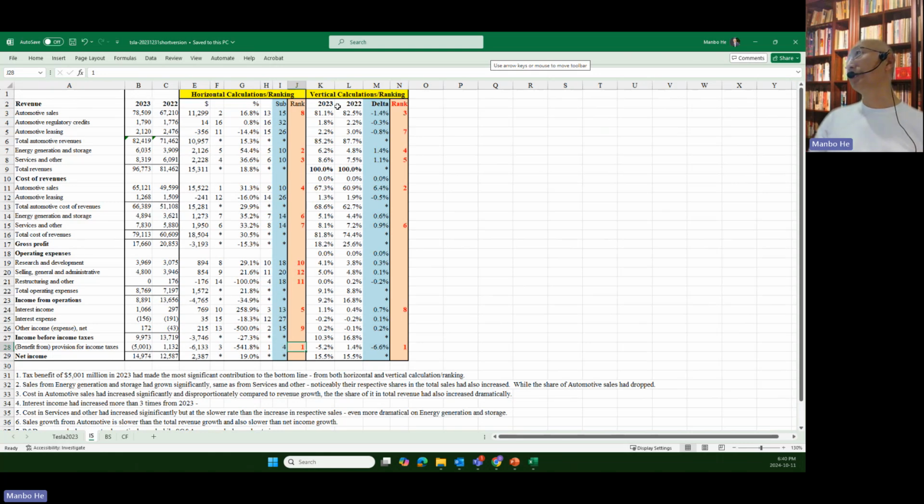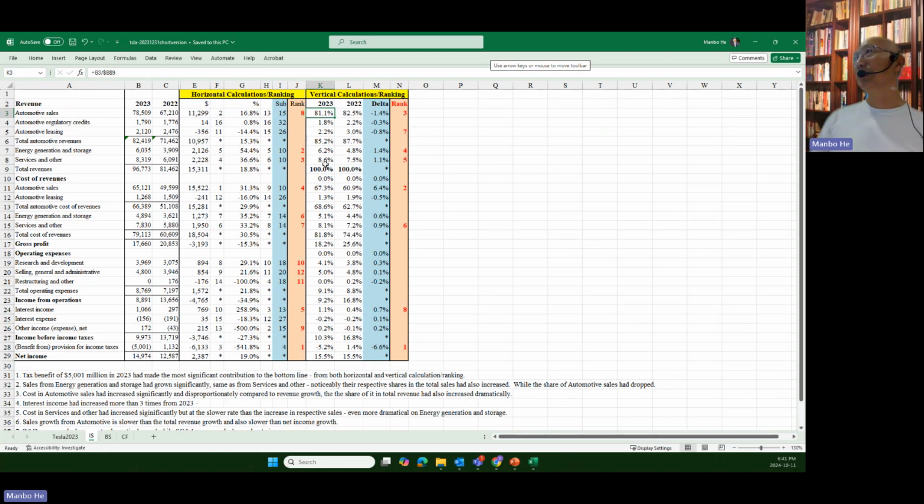Okay, and then we do similar things for vertical calculation, because vertical calculation is a percentage already. So there's only one line. So we just compare the vertical number. The vertical number is where we use each item as a percentage of the base item, which is the revenue in terms of the income statement. We use revenue as a base, and compare all the other elements of it as a percentage of the revenue, right?